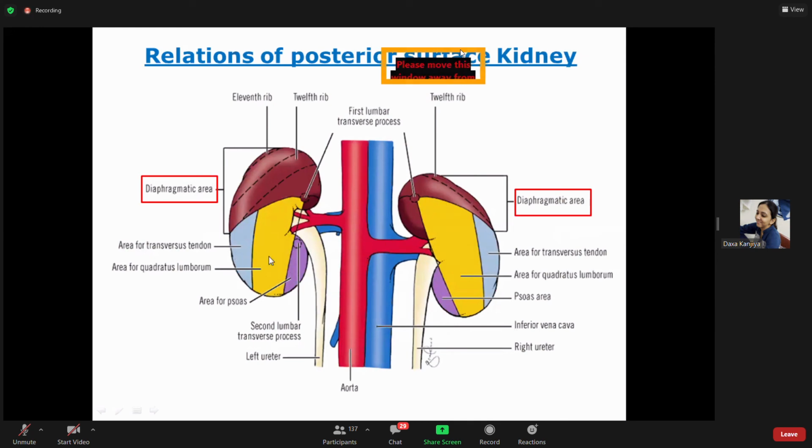From medial to lateral, these are the psoas major muscle, medial most. Then the area for quadratus lumborum and transversus abdominis. So the posterior surface below the diaphragmatic area is related with the three muscles from medial to lateral. These are the area for psoas major muscle, quadratus lumborum, and transversus abdominis.